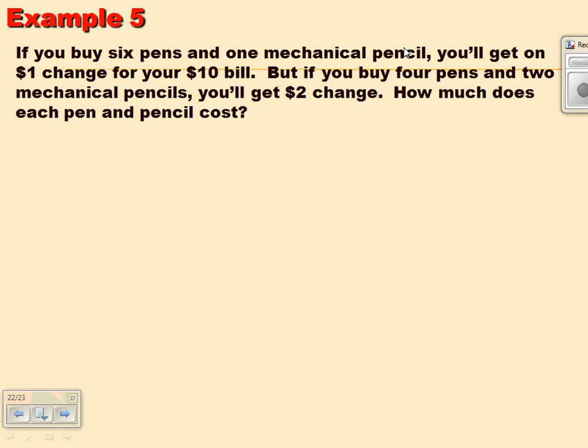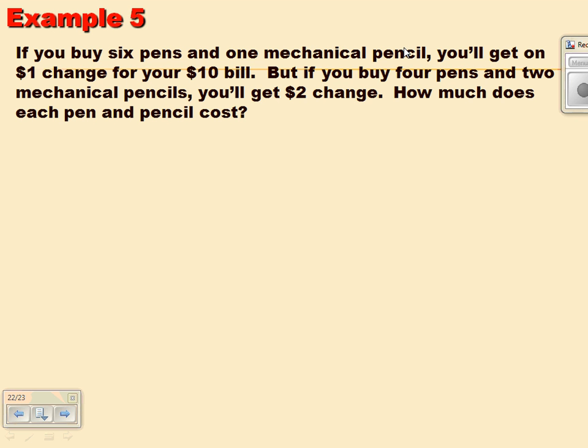For example 5, this gets kind of tricky. So I want you guys to pay very, very close attention when I go over this one. If you buy 6 pens and 1 mechanical pencil, you'll get only $1 change for your $10 bill. But if you buy 4 pens and 2 mechanical pencils, you'll get $2 in change from your $10 bill.